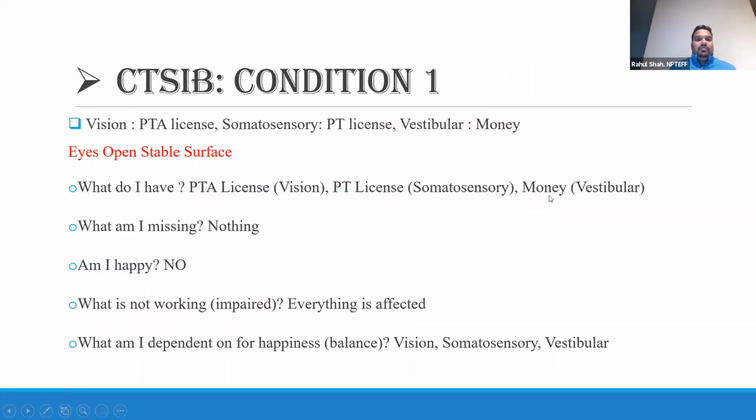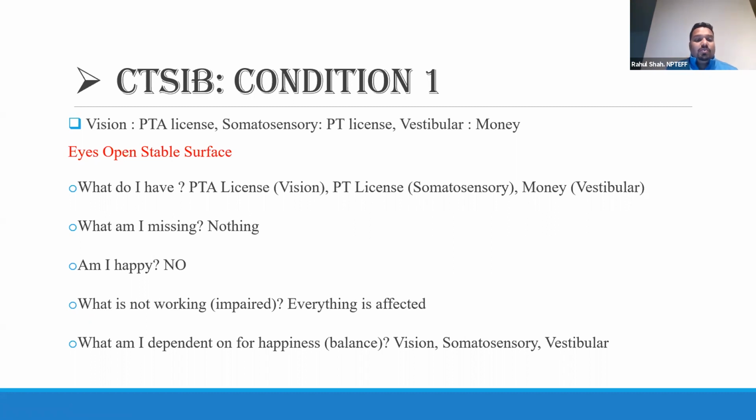So now with CTSIB condition 1, we will use the same thing: vision as PTA license, somatosensory as PT license, and vestibular as money. So what do I have in condition 1? There is eyes open and stable surface. So you will have your vision, you will have your somatosensory, and let's assume you always have money. We were born rich. So what am I missing? You're missing nothing. But are you able to stay on balance?